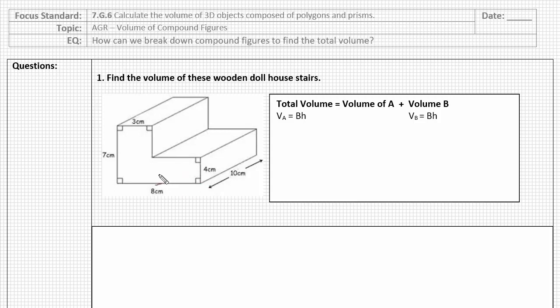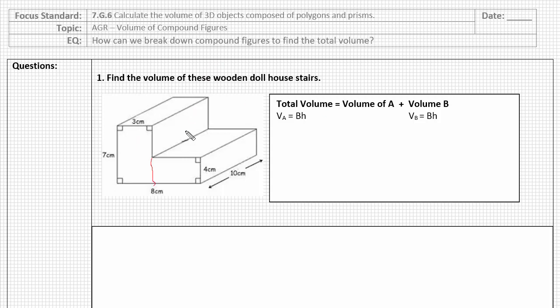In this figure for the dollhouse stairs, you can see that it is made out of 2 rectangles. So now we can see that here is one rectangular prism, and here's a second one. When we're finding the volume of compound figures, we're still using that general formula that volume is equal to base, capital B, times height, where that capital B stands for the area of the base of that prism or polygon 3D figure times the height to give us that total volume.